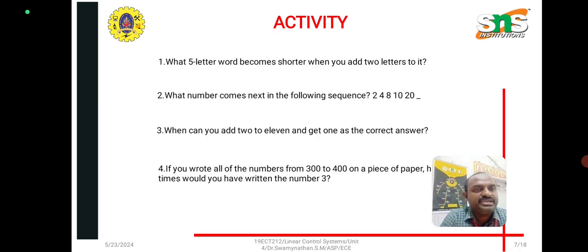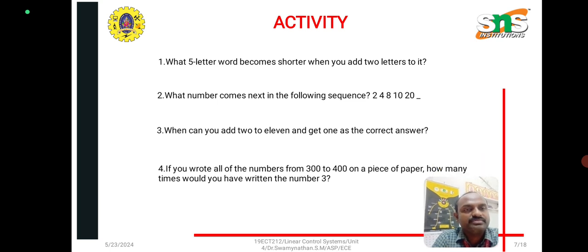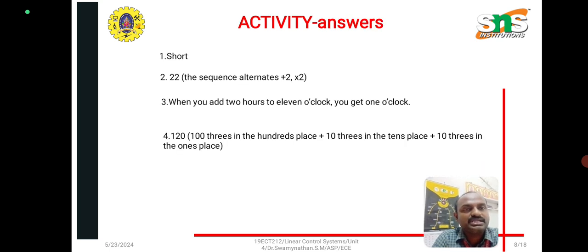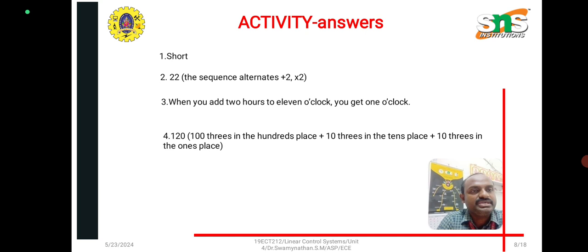A small activity for you: which 5 letters become shorter when you add 2 letters to it? That is short. What number comes next in the series 2, 4, 8, 10, 20? And what can you add to 11 to get 1 as the correct answer? If you wrote all the numbers up to 300, how many times is the number 3 written? These are the answers: short, and 22. When you add 11 o'clock you get 1 o'clock, and the number 3 comes 120 times. These are all the answers for the activity.